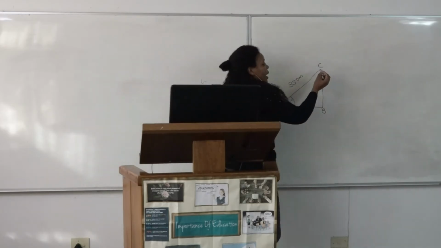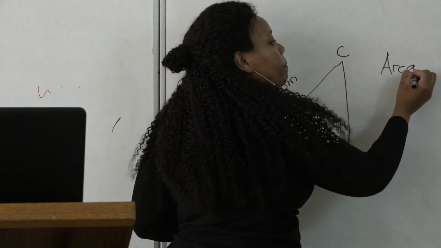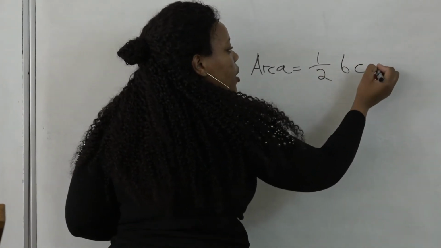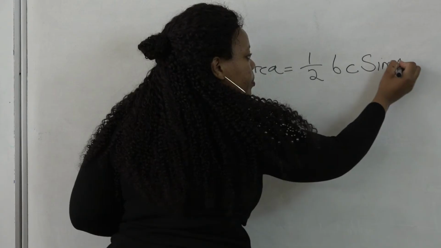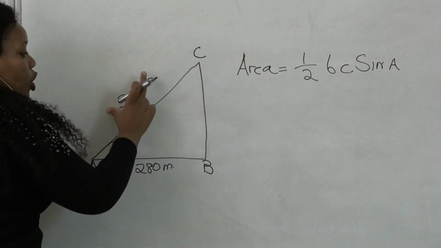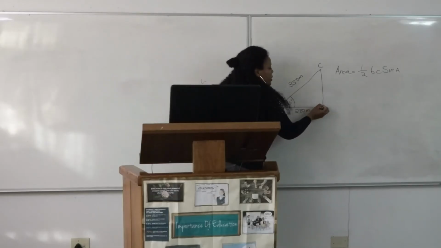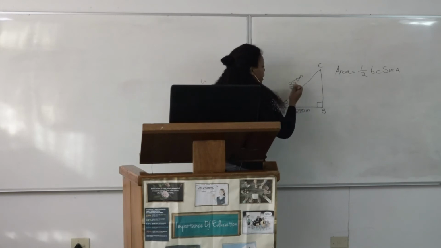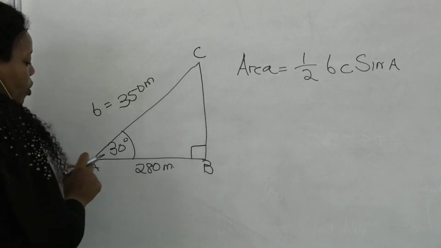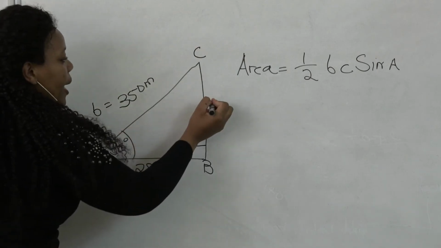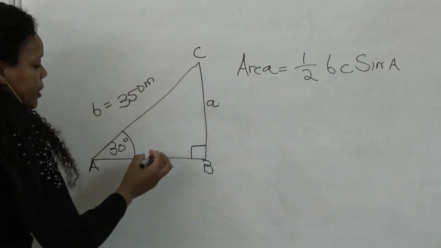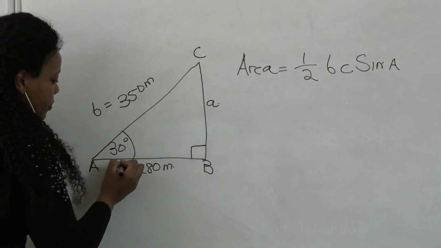So our formula here is area is equal to half BC sine A. So what we need to do here also, you need to name your side. This is angle 90 degrees, and the opposite side here will be a small b, and the opposite side for angle 30 will be a small a, and the opposite side for angle C will be the small c.